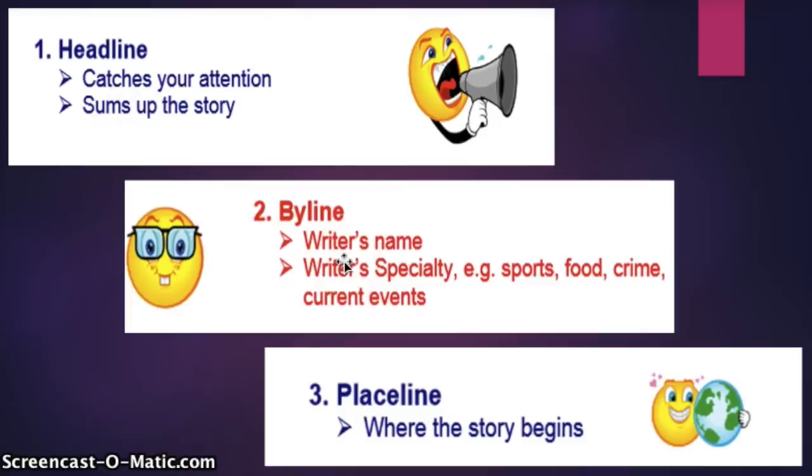Now, secondly, you've got the byline. This is basically by whom. So you can write your name here. Sometimes you have the writer's specialty, for instance, Linda C, corresponding for education. And lastly, the place line. Now, this is not really necessary. Sometimes in a newspaper article, you will see the first two words are maybe New York or Singapore or something like that. So this is basically where the story is located.